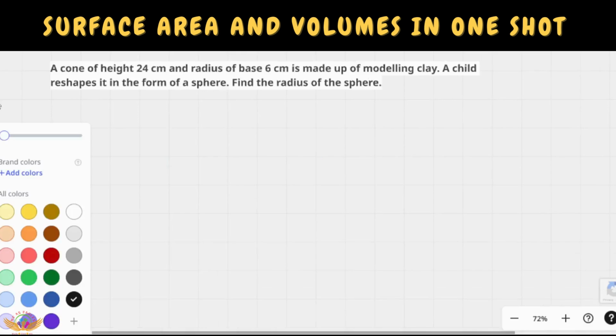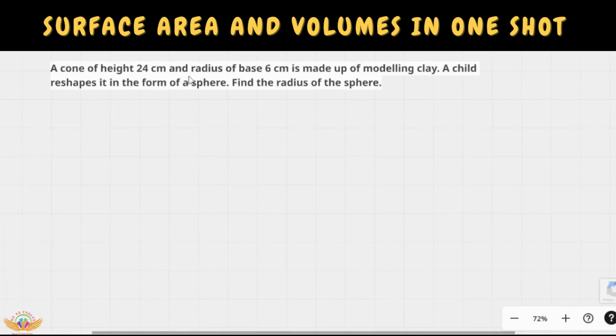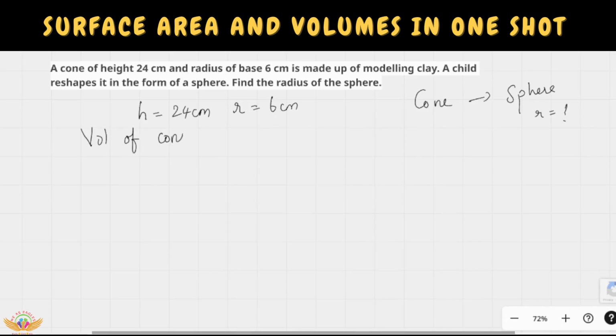Yeah. A cone of height 24 centimeters, they have given h as 24 centimeters, and the radius of the base as 6 centimeters, is made up of modeling clay. A child reshapes it in the form of a sphere. So the cone was there and this cone was reshaped into a sphere. Done. So we need to find the radius of this sphere. First of all, let us find out the volume of the cone. First find out what is given, and from that you find out what they want.